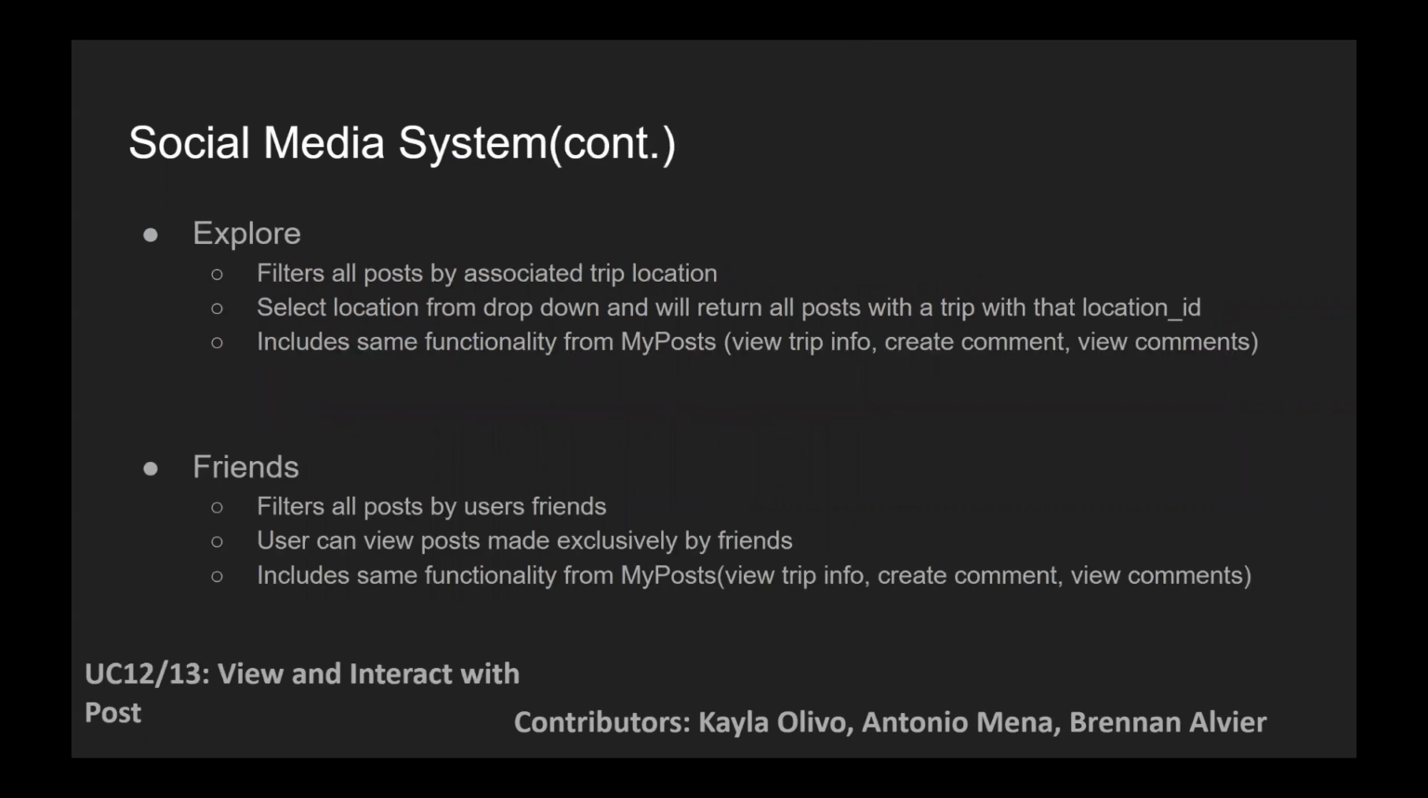So the Explorer and Friends have similar functionalities. Explorer will filter other users' posts by the trip location. So a user can select a location from a drop-down menu, and it'll return all the posts that have a trip with that location ID. This all has the same functionality with the comments, viewing info. Then Friends, similarly, filters the posts this time by only users' friends.